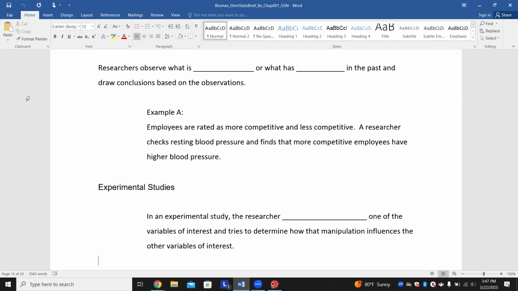Again, not drawing any conclusions. That's literally just what was predicted. They asked the person, are you more competitive or less competitive? Check their blood pressure, and that's what was seen.